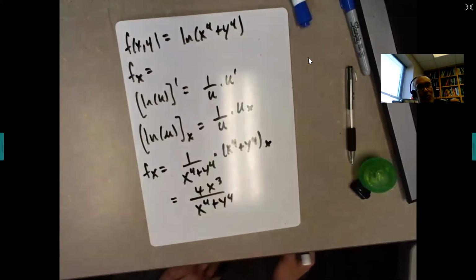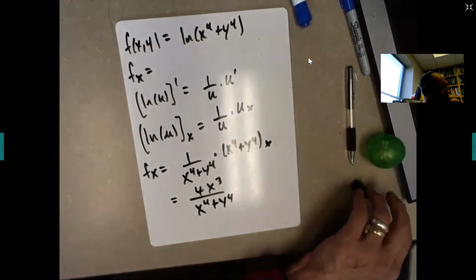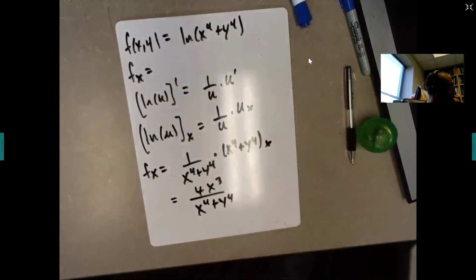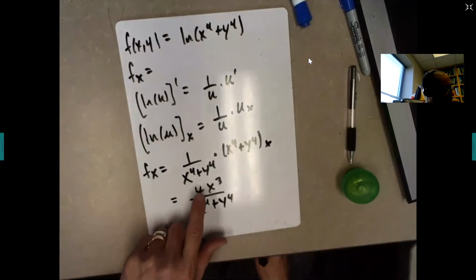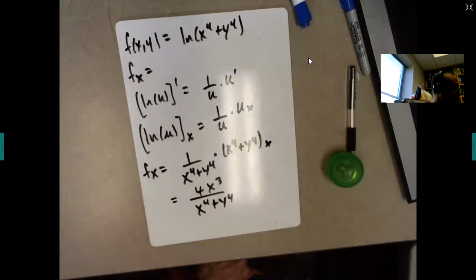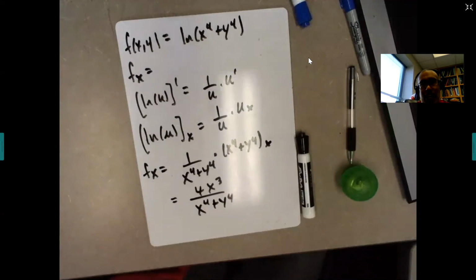The partial derivative with respect to y is dealt with in much the same way. In fact, you can get the partial with respect to y by just replacing the x's and y's by symmetry. But that tells you how to do that.